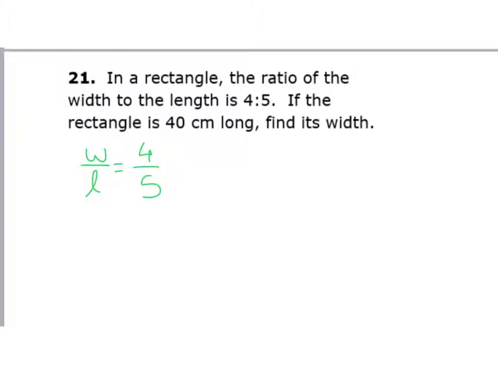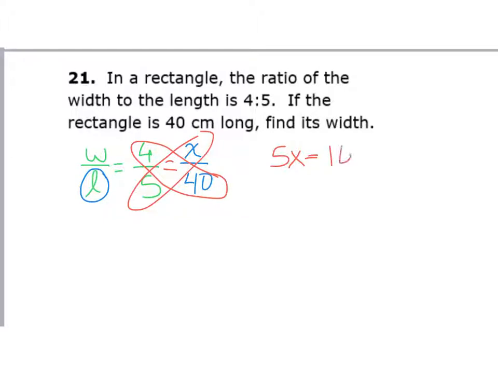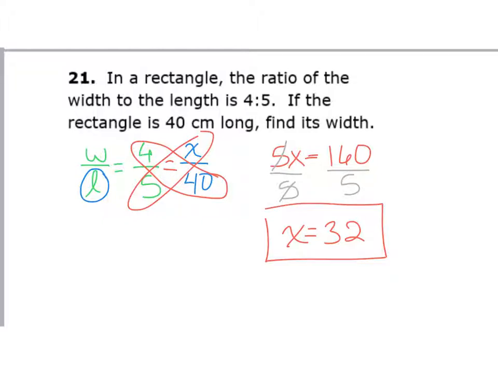If the rectangle is 40 centimeters long, find its width. So again, all I need to do is cross multiply because these two fractions are equal. So 5 times x equals 4 times 40. The next thing, all I have left to do is to solve by dividing by 5. And x equals 160 divided by 5, 32. And those would be centimeters.